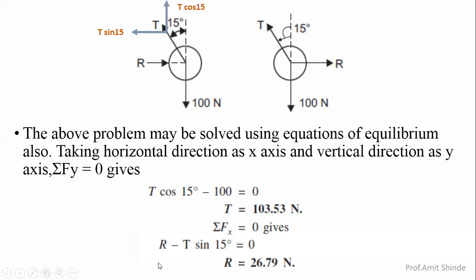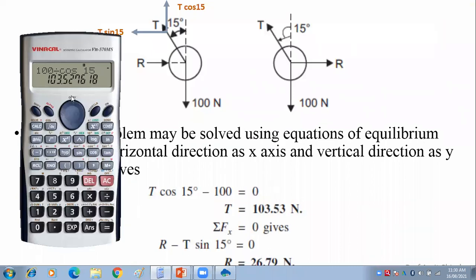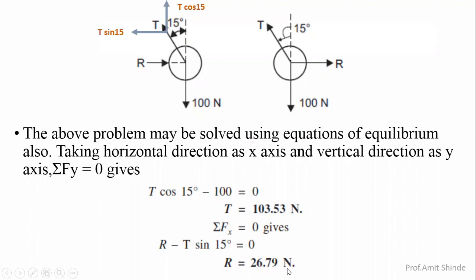This is nothing but summation Fx equal to 0. Now here, the T value we found is 103.53. Put this value over here, and this minus term, if you take it to this side, becomes a plus value. That's why R equals 103.53 sine 15. If you solve this, again we get 26.79 Newton. The same value we get by using this condition also.